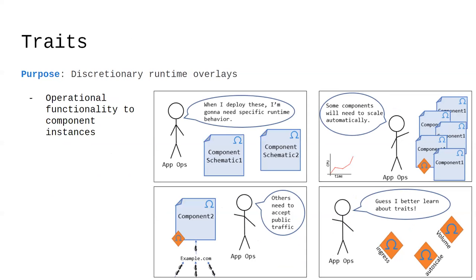So once you have your components, we want to add additional runtime functionality to them. And we do that with something called traits. So these are discretionary runtime overlays that help us apply this operational functionality. So we have our component, let's say it's a web server and we want to allow traffic to flow into it, we might add something like an ingress trait to that component. That way you can get the traffic coming in and it's fairly pluggable. So you could use various different ingresses if that's what you needed to do.